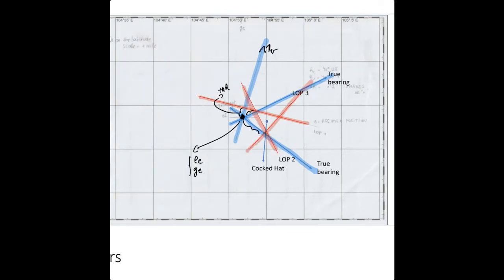And what do we get then? Then we get a triangle here, which we call a cocked hat, and we can assume that this is what's mostly done. We'll talk about that later on. The center of gravity of the triangle will be the cocked hat. This will be your true position.